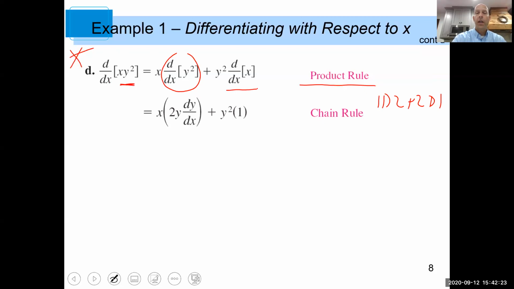But then when we get over here, the variables do agree, so we just do our derivative like we normally would. So now we just get rid of the parentheses and we get 2xy dy/dx plus y squared, and that's the answer.